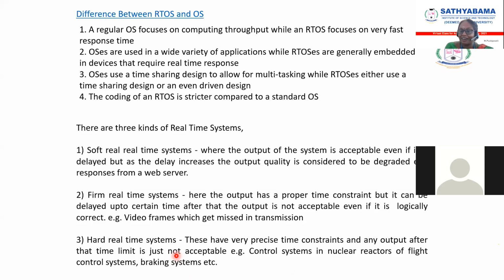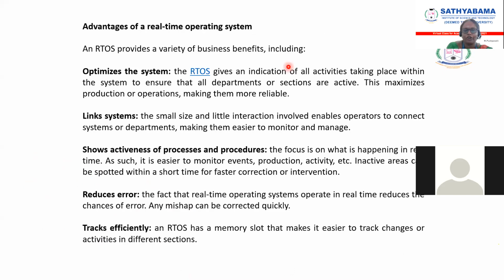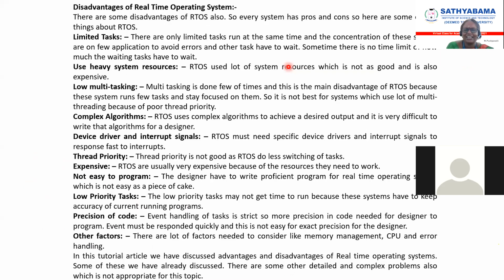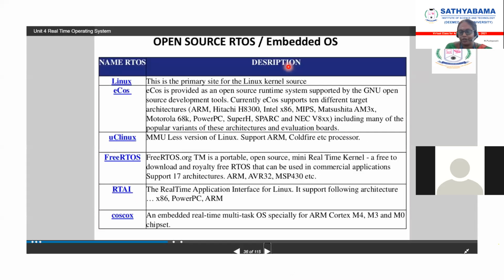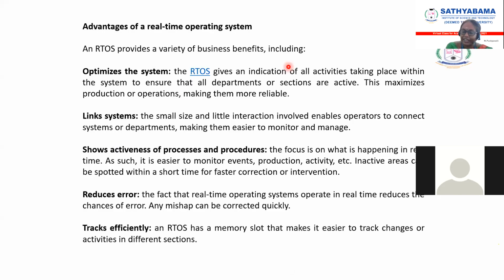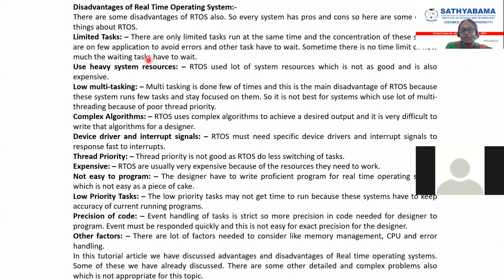So everything is designed with a particular one, and a firm real-time system. It is something where video frames have been missed in some transmissions. Actually, hardware and software are two important types. Apart from that, the firm. I think you can just go through the advantages and disadvantages. Actually, it has some advantages, but so many disadvantages are listed when comparing with an OS.